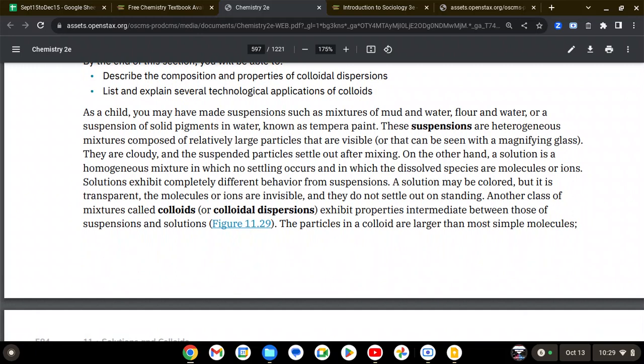On the other hand, a solution is a homogeneous mixture in which no settling occurs, and in which the dissolved species are molecules or ions. Solutions exhibit completely different behavior from suspensions. A solution may be colored, but it is transparent. The molecules or ions are invisible, and they do not settle out on standing. Another class of mixtures called colloids or colloidal dispersions exhibit properties intermediate between those of suspensions and solutions.